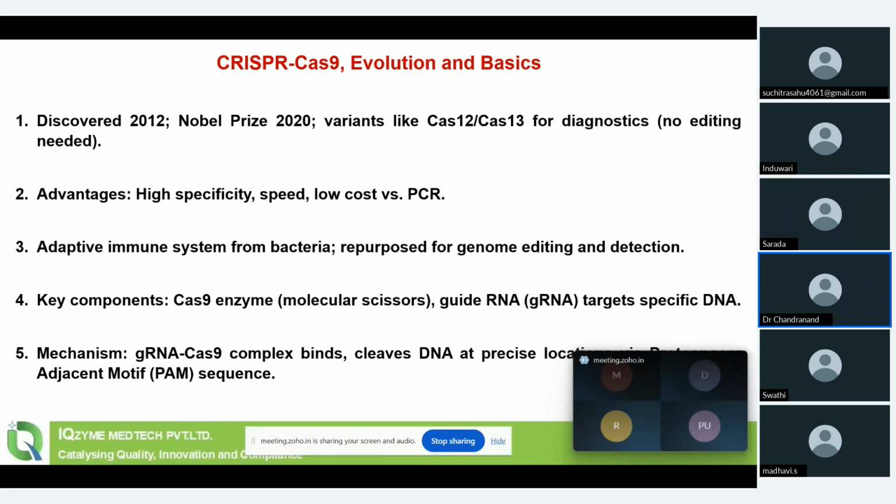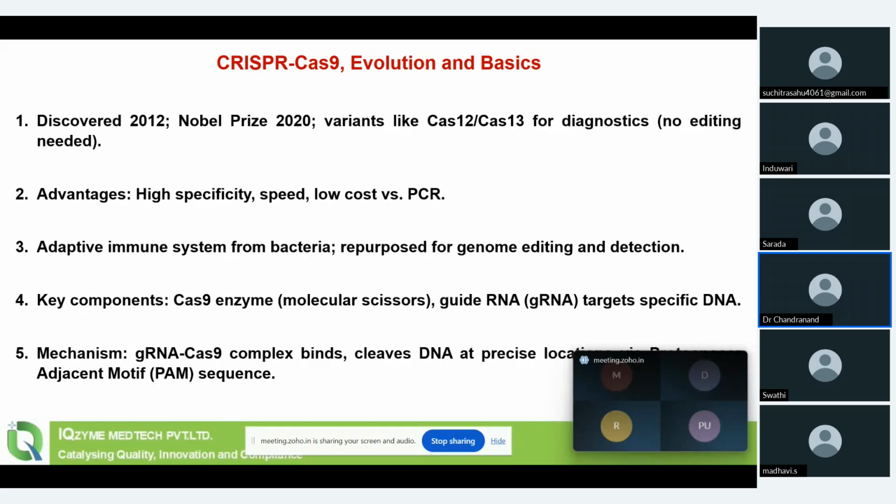The advantages are high specificity, speed, and low cost versus PCR. It is an adaptive immune system for bacteria that was repurposed for genome editing and detection. Bacteria in general have adapted this kind of immune system, which is in short called CRISPR.